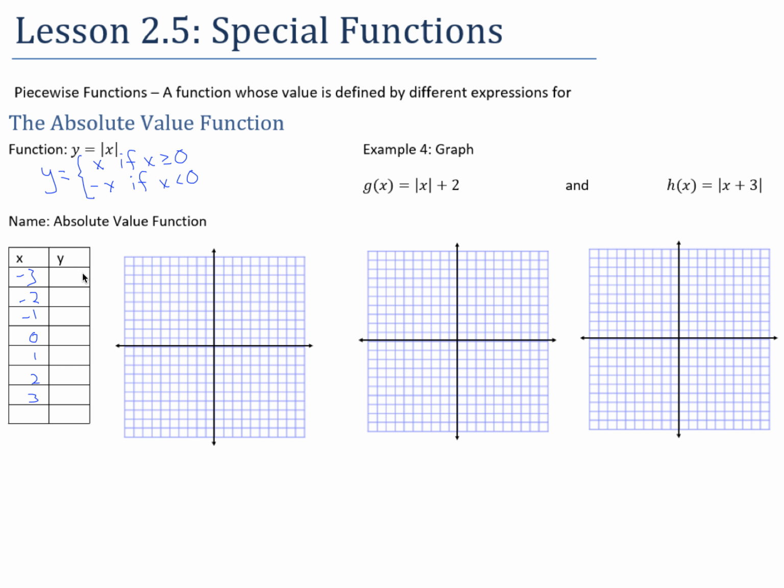So absolute value of -3 is 3. So we have -3, 3. Absolute value of -2 is 2. So we have -2, 2. Absolute value of -1 is 1. So we have this point. Absolute value of 0 is 0. Absolute value of 1 is 1. Absolute value of 2 is 2. And of 3 is 3. So we have 1, 1, 2, 2, 3, 3.